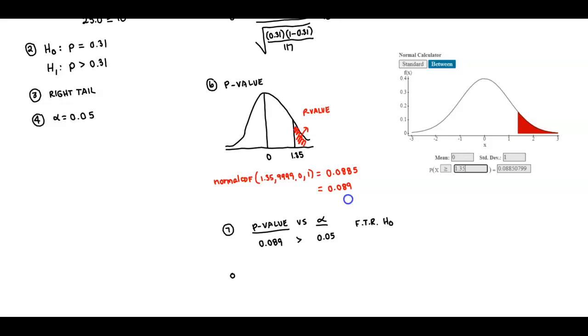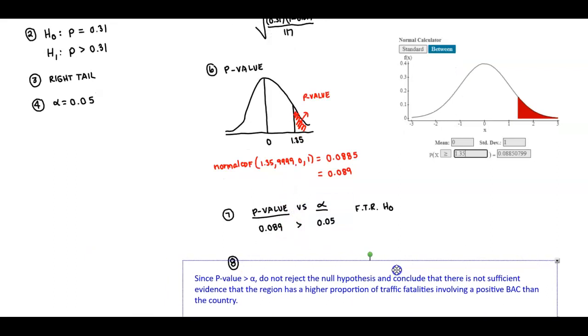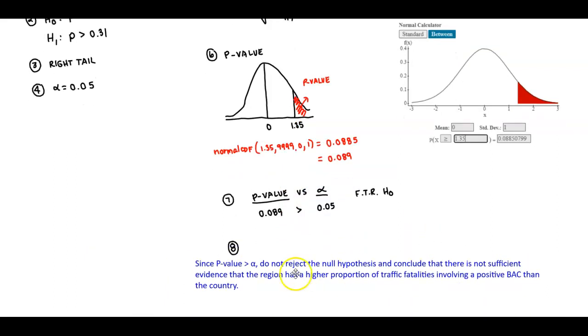And so therefore, now we need to state our conclusion. Okay, so here is our conclusion. Since the p-value is greater than alpha, you do not reject the null hypothesis and conclude that there is not sufficient evidence that the region has a higher proportion of traffic fatalities involving a positive BAC than the country.